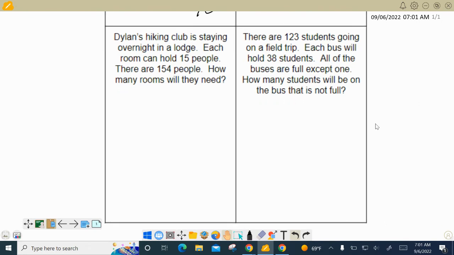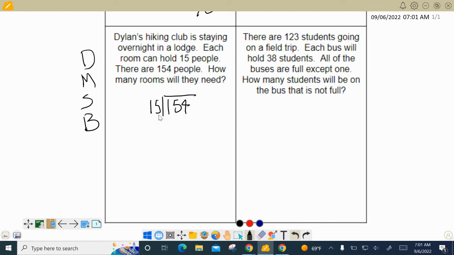Dylan's hiking club is staying overnight in a lodge. Each room can hold 15 people. There are 154 people. How many rooms will they need? That's a lot of people in a hiking club. Let's go ahead and say 154 people divided by 15 people per room. Go ahead and divide that out using your notes, and let me know what you get.